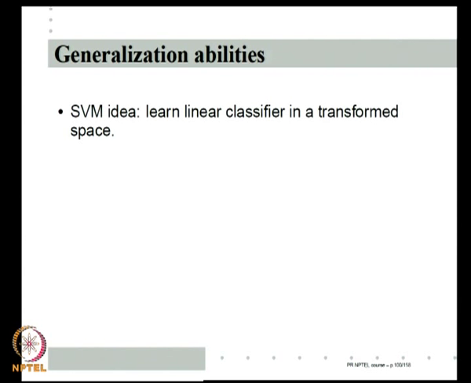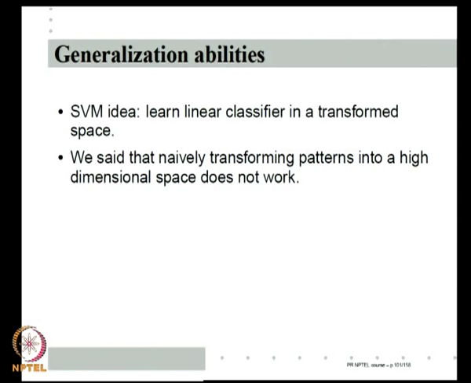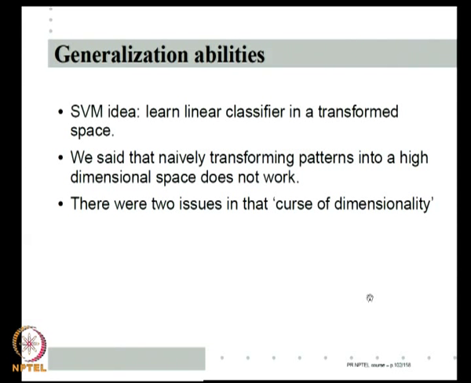Now, let us go back to the beginning. We said that the basic idea of SVM is to learn a linear classifier in a transformed space. So, the idea is, from the original feature space, you transform all the feature vectors into a high dimensional space and there land a linear classifier. And we also said that naively doing this will not work. What are the two problems? We said this is the curse of dimensionality; there are two issues.